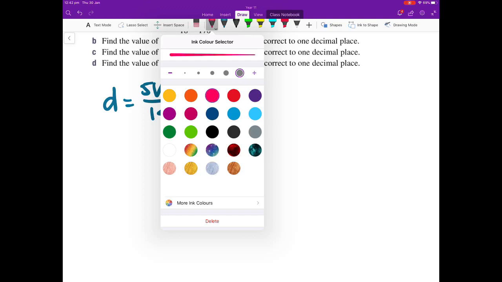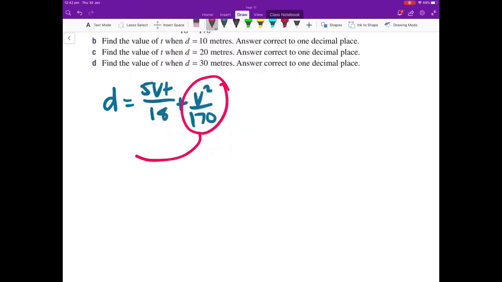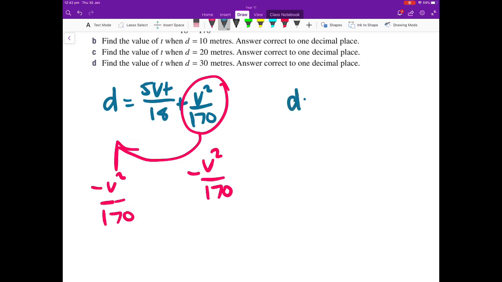So to get rid of this section, we've currently got plus V squared on 170, and we're going to need to minus that from both sides. That whole thing taken away from both sides, which will leave us with D minus V squared on 170 equals 5VT on 18.